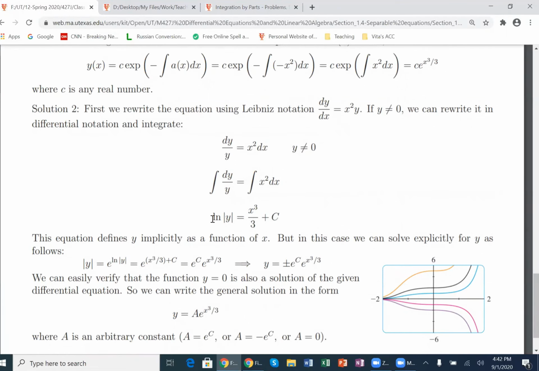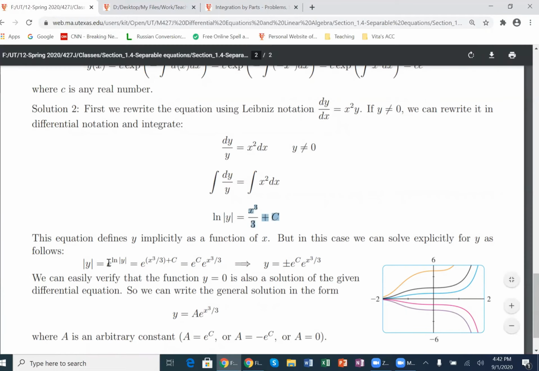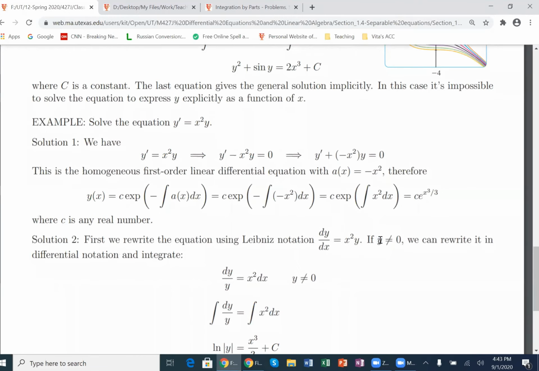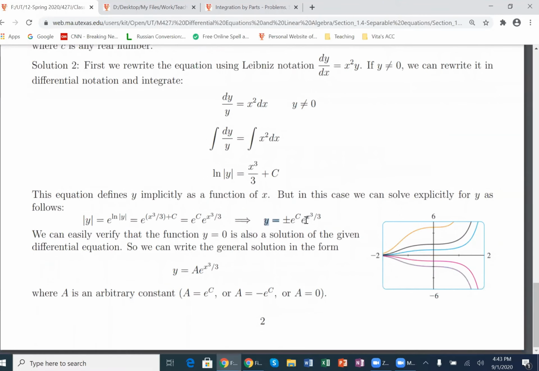Then we raise e to the left-hand side and to the right-hand side. Done. Note that e to ln of absolute value of y is simply absolute value of y. Over here, we split this expression into the product of two expressions. And lastly, since here we have absolute value of y, we rewrite this as y without absolute value is equal to plus minus this expression. So, if y is not equal to 0, the general solution of this equation is this.